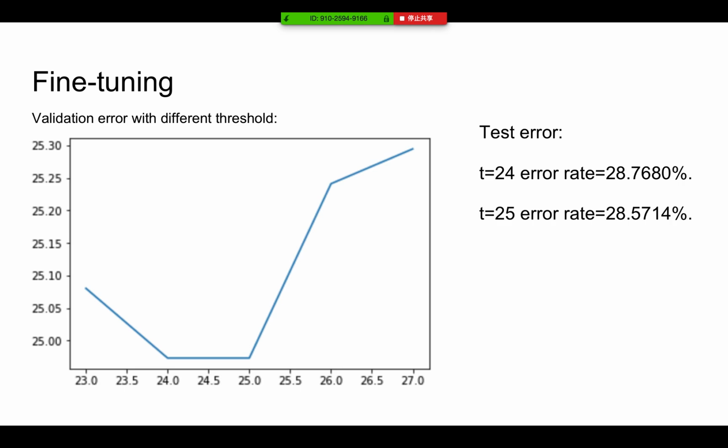This plot shows the validation error with different thresholds of the word list. We found when t equals 24 and 25, the error rate is the lowest. So we then apply this to the test data, and the error rate is about 28%.